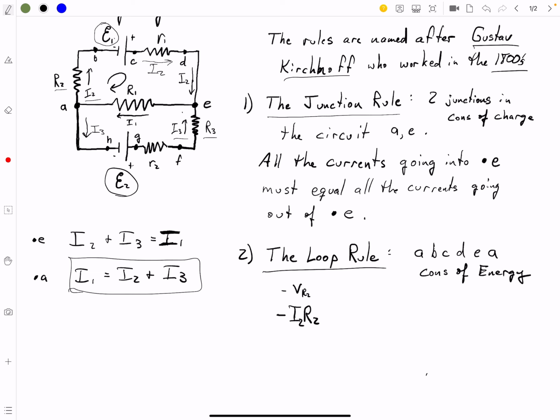Then we're going to get to epsilon, or our EMF 1. So between B and C, that is our EMF 1. We're adding it, and we are adding because it is taking us from a negative to a positive. So we're going from a low to a high, and that means that this is a positive situation.